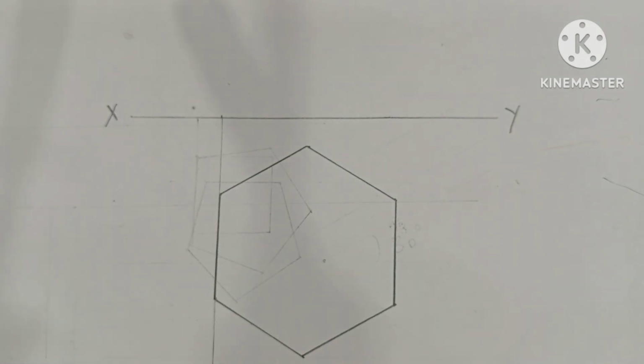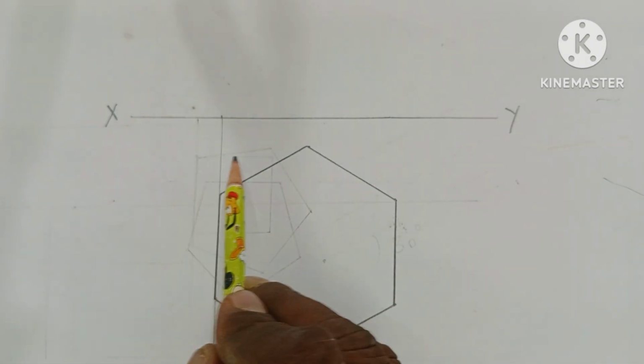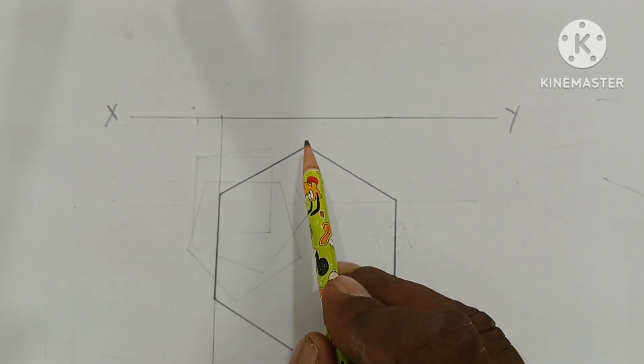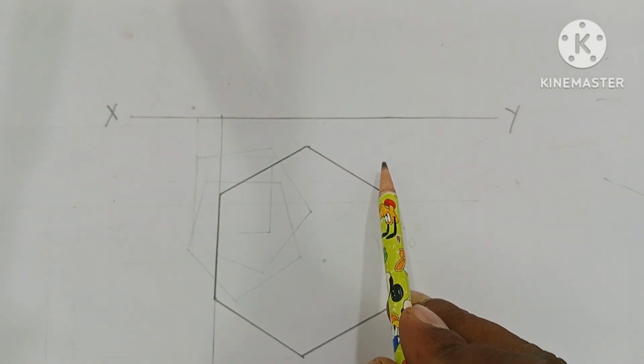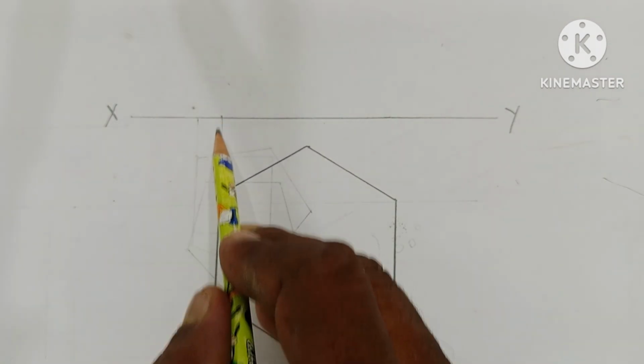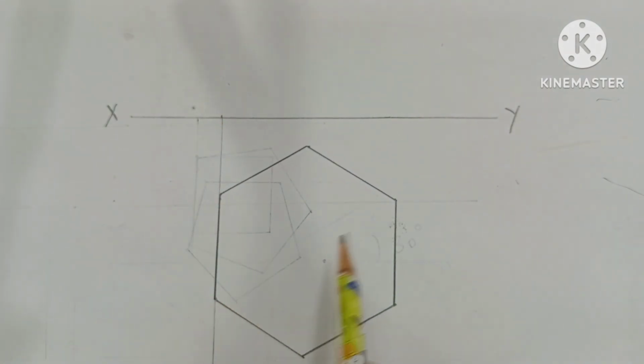Suppose one of the sides of your hexagon is parallel to the XY line, then you have to draw a line parallel to the XY line, and on that line one of the sides of your hexagon must coincide, and the remaining corners are located and joined. You will get a turned hexagon. This is for a hexagon perpendicular to the XY line. One of the sides is perpendicular to the XY line, so you have to draw like this. Okay.